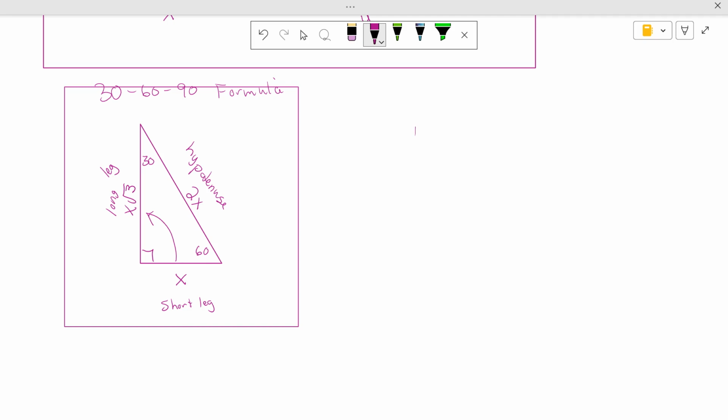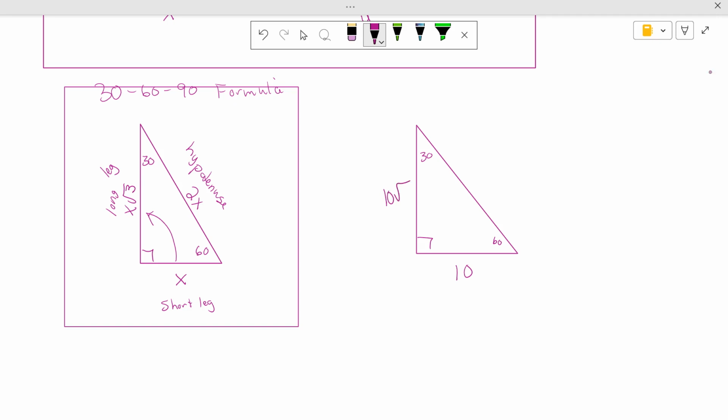Okay. So let's say this side is 10, and this is a 30-degree angle and the 60-degree angle. So this is the short leg. The short leg's opposite the 30. The long leg's opposite the 60. And the hypotenuse is opposite the right angle. So if this is 10, how long is the long leg going to be?